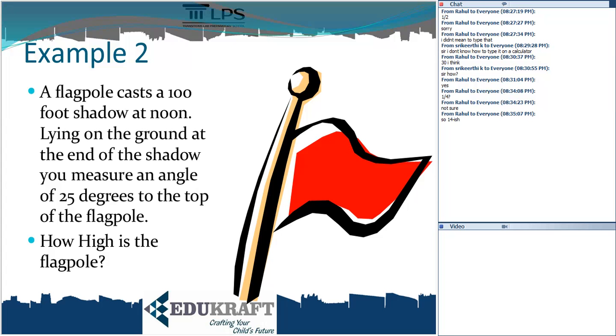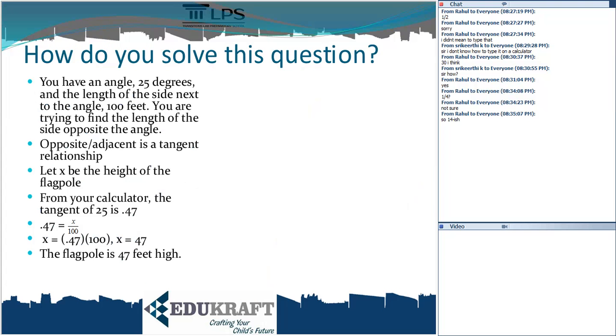No, I don't think students are getting the answers correct. Okay. Let us look at the question. It says that the flag post casts a 100-foot shadow at noon. Lying on the ground at the end of the shadow, you measure an angle of 25 degrees to the top of the flag post. How high is the flag post? Okay, so I have to find out the height.